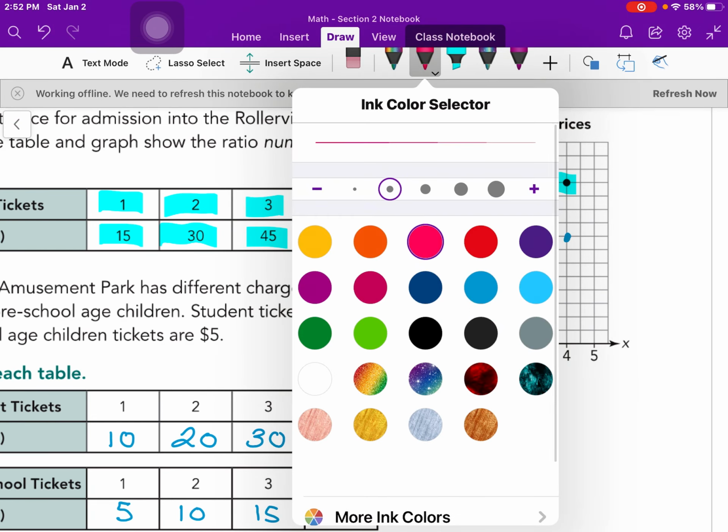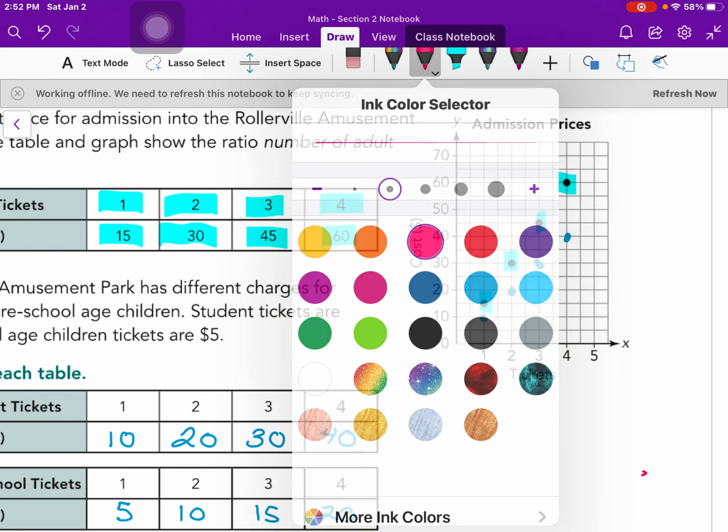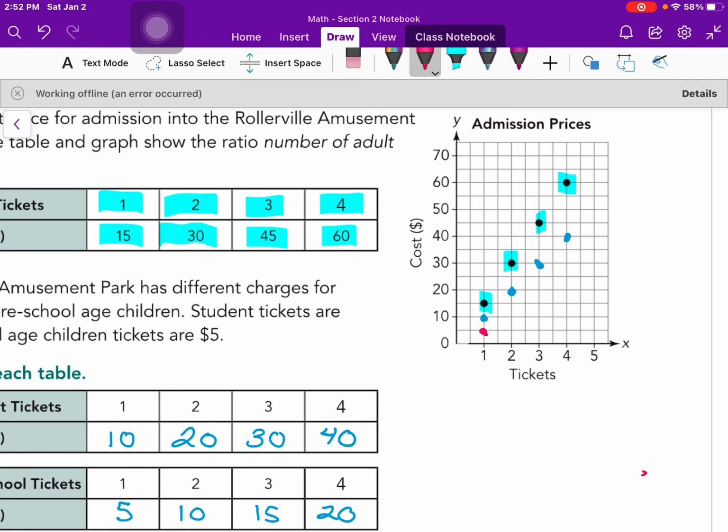Now let's change the color and let's put in our preschool tickets. We can get 1 for $5, which would be there. 2 of them would cost $10. 3 would cost $15. And 4 would cost $20.